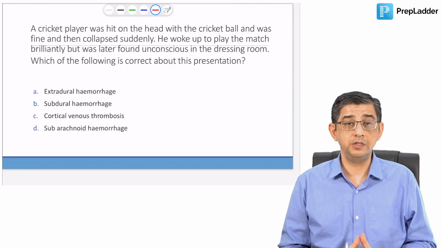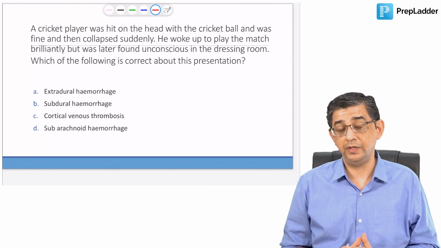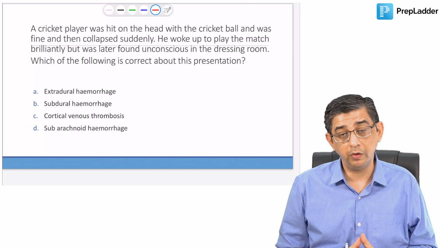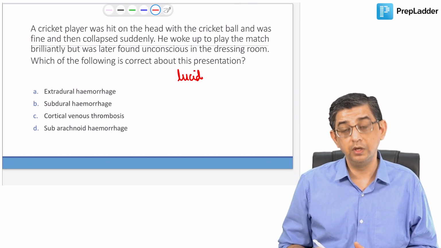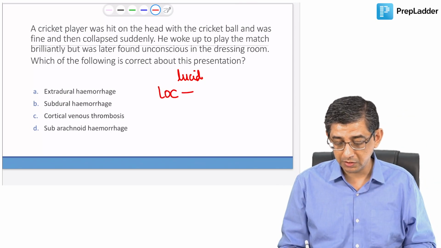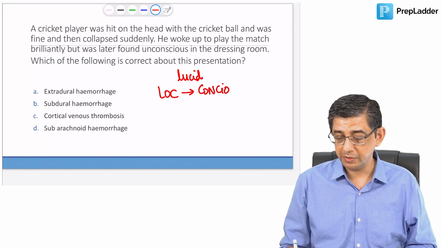The next question talks about a cricket player who was hit on the head by a cricket ball. He was fine, but then he collapsed suddenly. He woke up to play the match very brilliantly, but later was found unconscious in the dressing room. The question is basically talking about lucid interval. You see, the moment the ball hit the head of this guy, he became unconscious. LOC means loss of consciousness. After which he woke up after, let me say, 1 or 2 minutes.